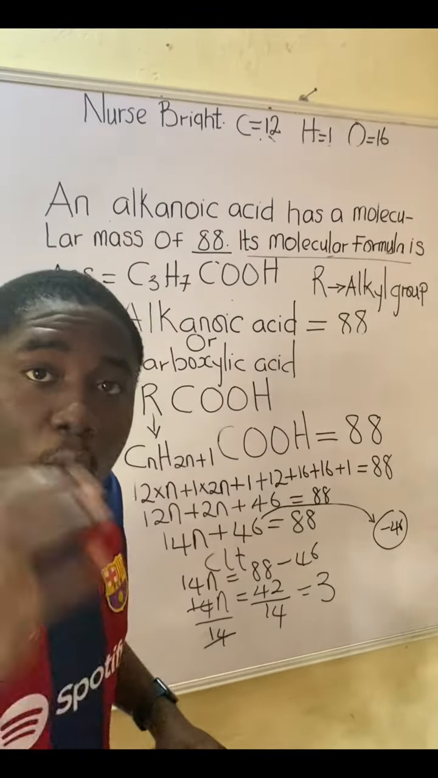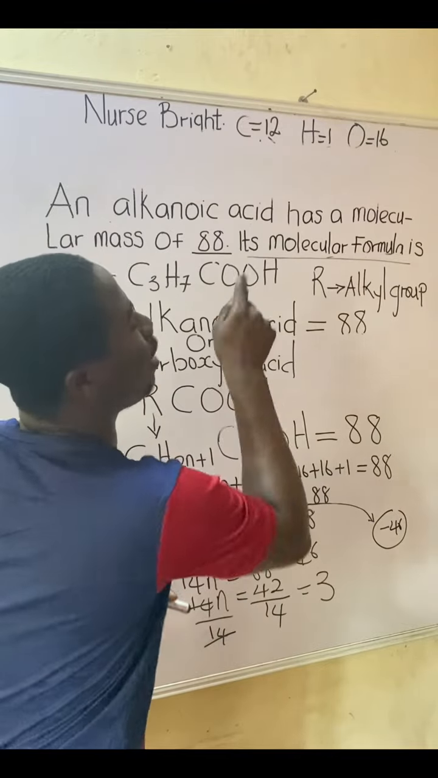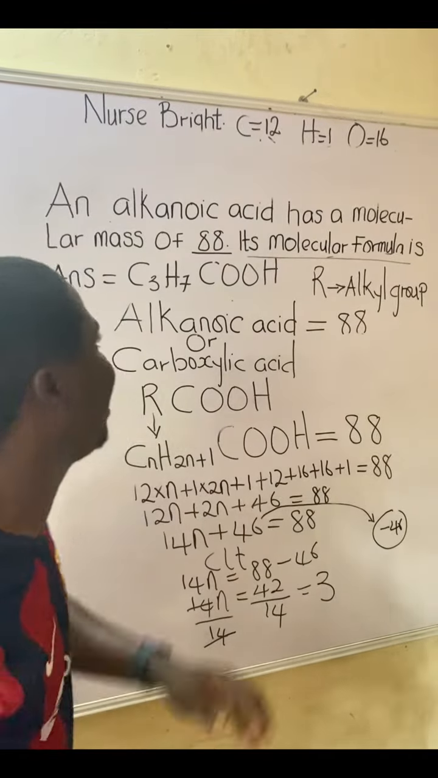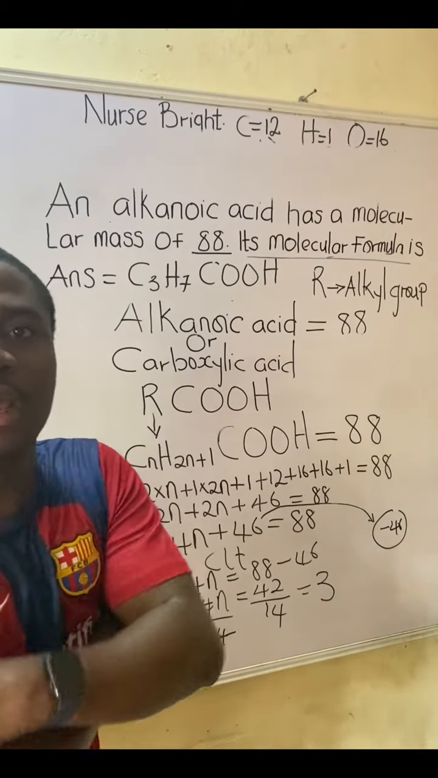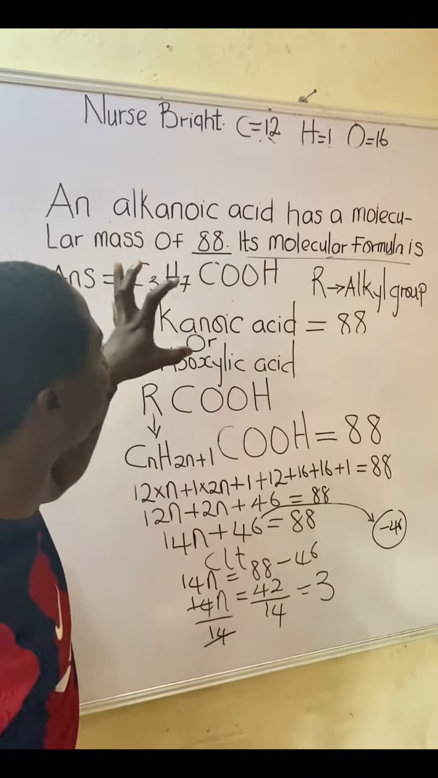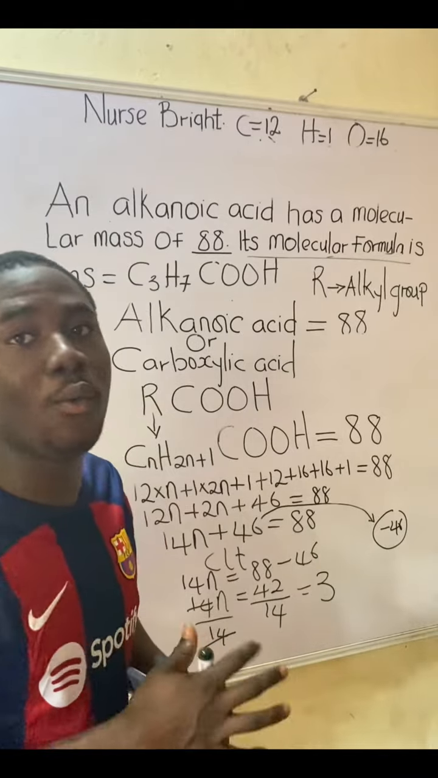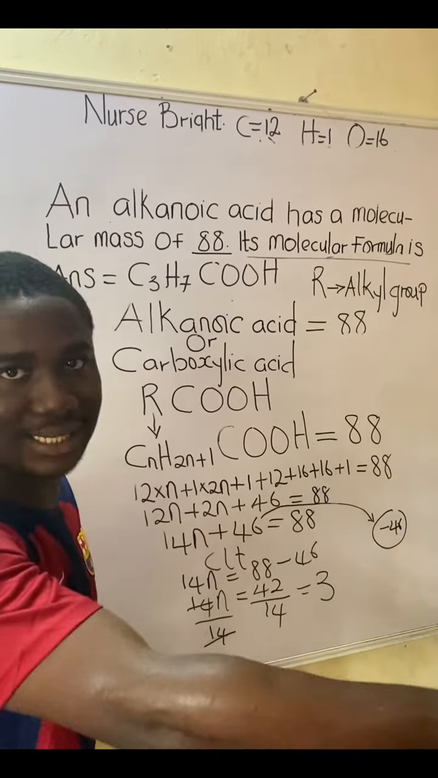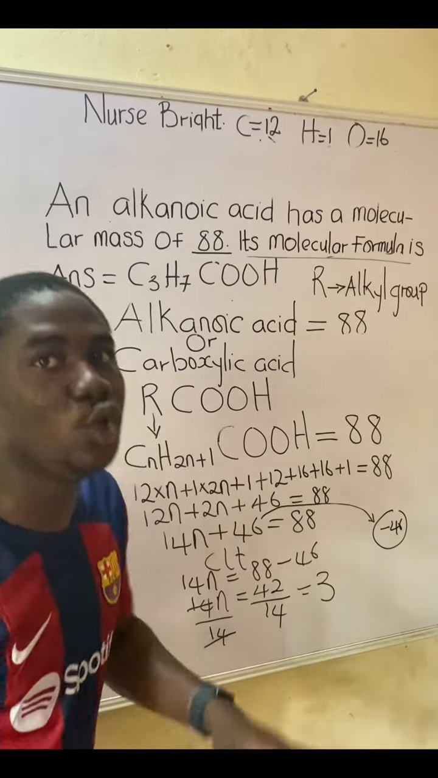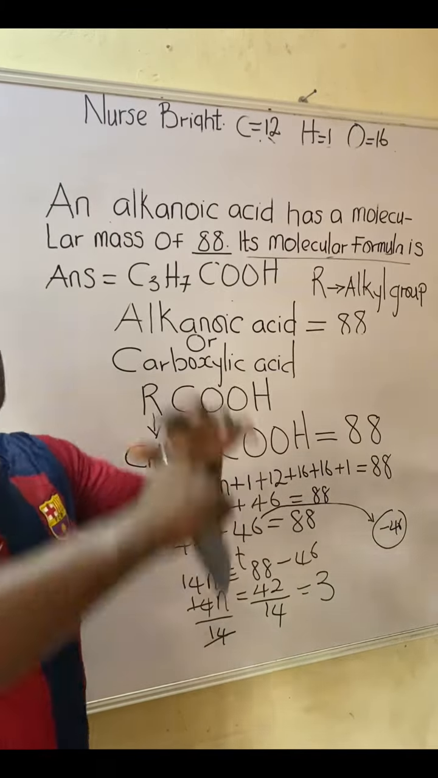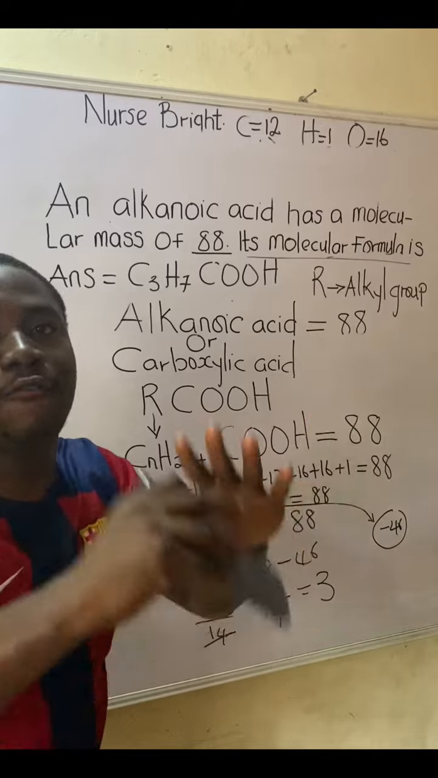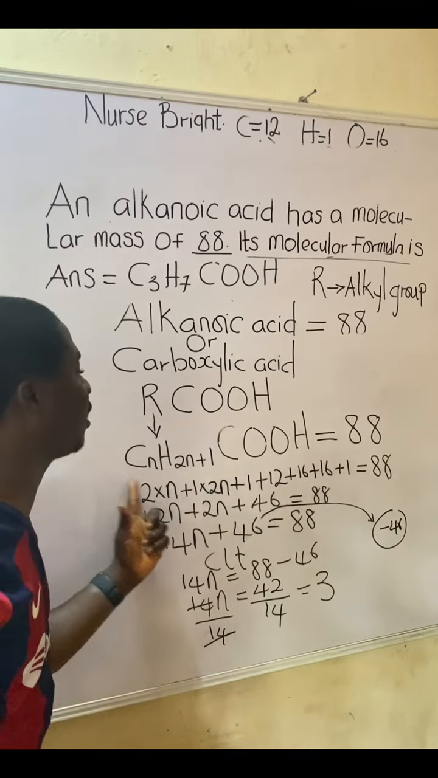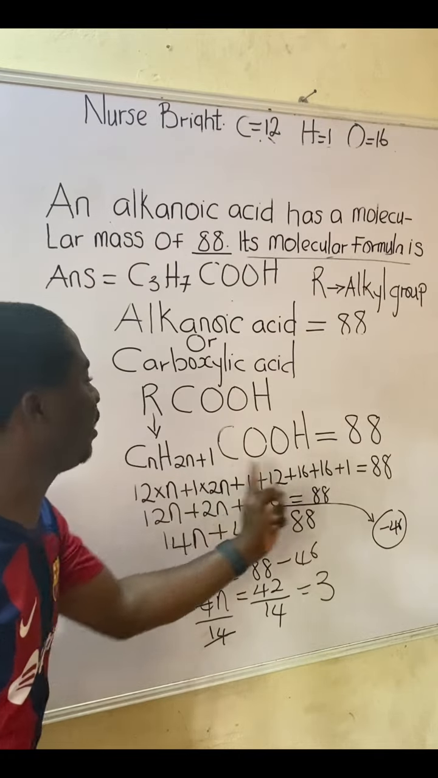Okay, guys, so what do we do to get the molecular formula? You can see they are asking us specifically to get the molecular formula. It is actually very easy. To get a molecular formula, in this particular type of question, you will substitute. That means you will replace the value of n you've gotten into the initial general formula of alkanoic acid. What was the initial general formula of any alkanoic acid? This is how any alkanoic acid can be.